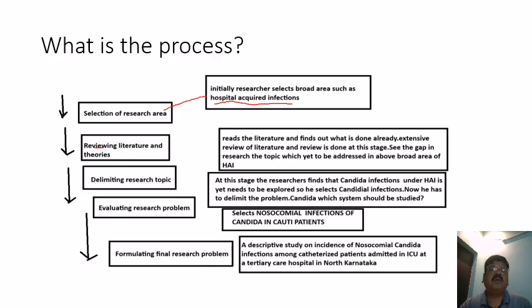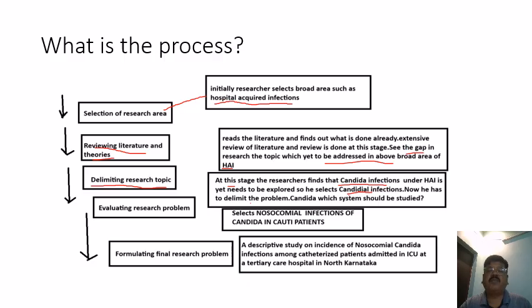Now the researcher does the review of literature and theories, and amongst that he reads the literature and decides that candida in hospital acquired infection, especially in catheterized individuals, is worth investigating. So he reads the literature and finds out what is done already. An extensive review of literature is done at this stage to see the gap in the research topic which is yet to be addressed in the above broad area of hospital acquired infection. Then we have to delimit. Next, the researcher will delimit the research topic. At this stage, the researcher finds that candida infection under hospital acquired infection yet needs to be explored, so he selects candidial infections. So candidial infections also in which population?